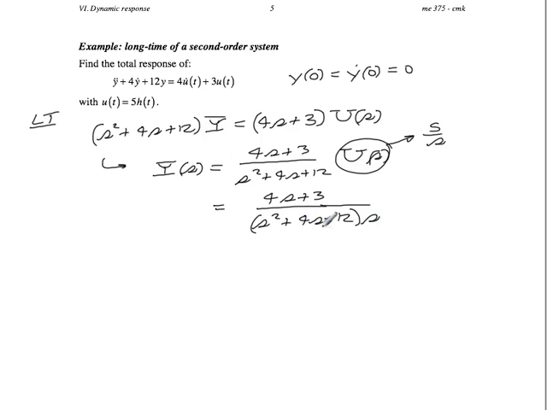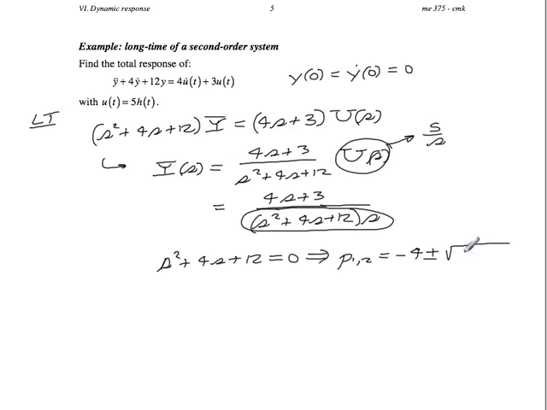So when we look at our poles, we see that we have one which is a 0. The other two, when I set s squared plus 4s plus 12 equal to 0 to find poles of the transfer function, I get p1, p2 equal to minus 4 plus or minus the square root of 4 squared minus 4 times 12, all divided by 2. And those two poles are minus 2 plus or minus 2 square root of 2j.